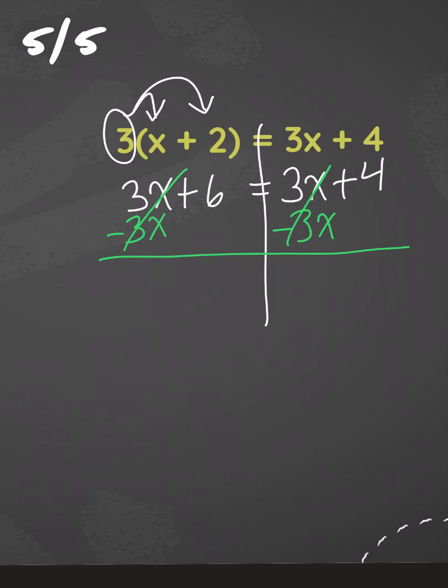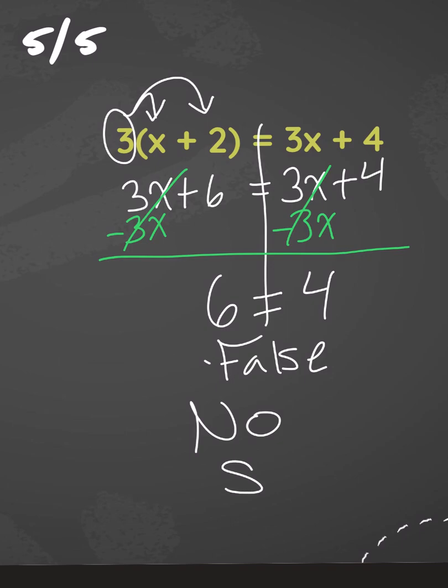Is that a true statement? Is 6 the same thing as 4? No, that is false. Anytime you get a false statement, it is no solution, meaning there is no x value that we can plug in that will give us the same number on both sides.